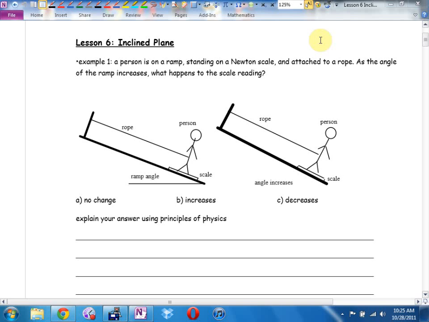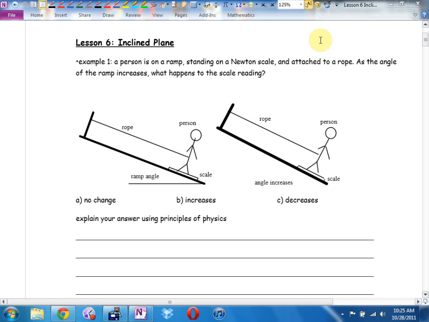Now, by the way, this has nothing to do with the scale. I'm really asking this: what does the scale measure? You see, what I'm really asking you is, what happens to the normal force in this situation? That's what you want to be thinking. Don't let the scale trip you up. Instead, be thinking, what will be happening to the normal force?